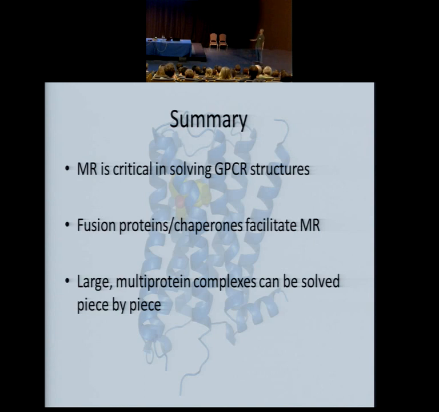Fusion proteins and chaperones can facilitate molecular replacement. These include T4 lysozyme, antibody fragments, and presumably other things as well. And large multi-protein complexes, such as the GS complex, can be solved piece by piece. That's something that's been a recurring theme, I think, in the last 2 days. We've seen several examples of structures solved using these sorts of techniques.